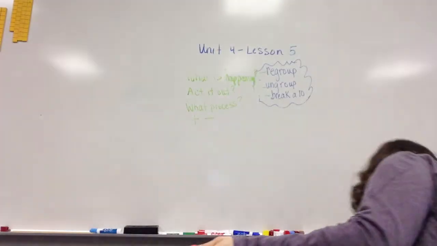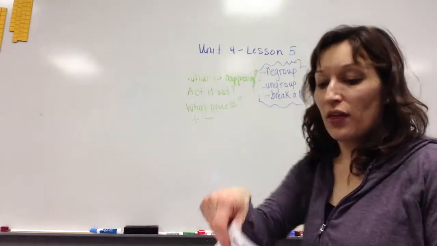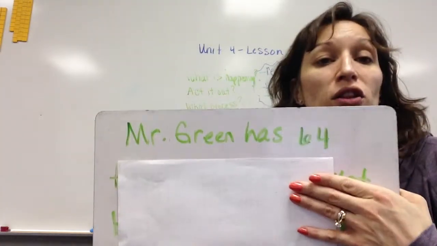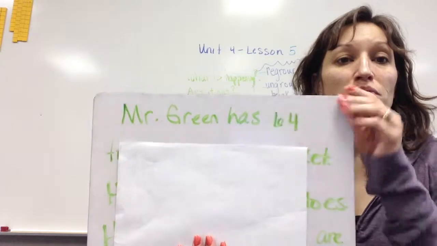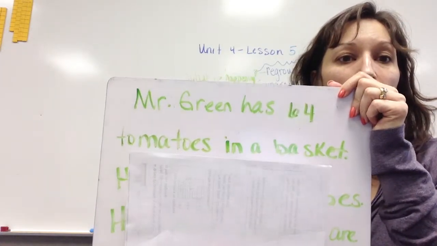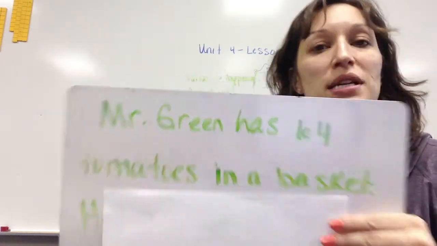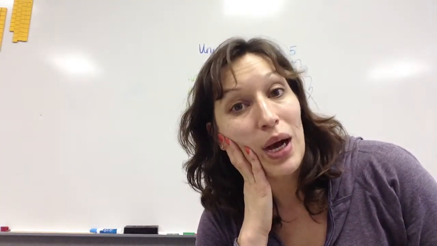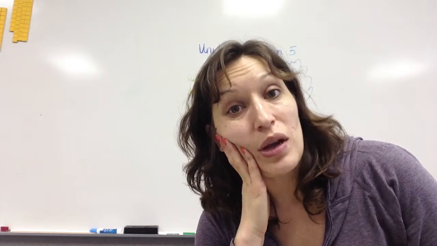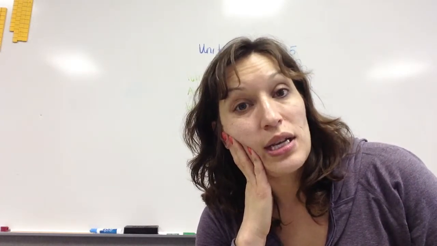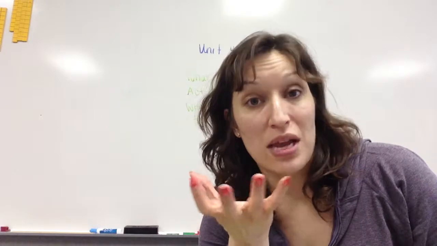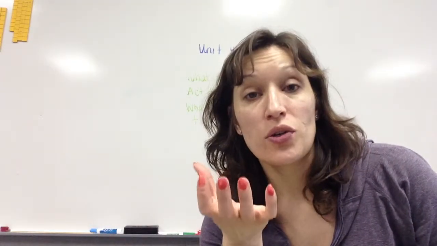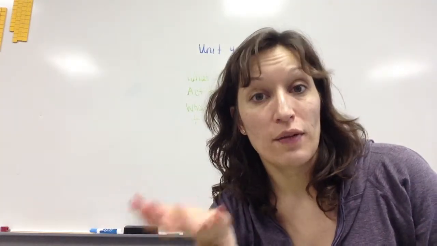So we're going to start by going line by line together with this word problem. I like to even cover up the first sentence and look at it piece by piece. Mr. Green has 64 tomatoes in a basket. Okay, I'm going to stop and think. If he has 64 in a basket, I can see the basket in my mind. I see the tomatoes. Okay, got it. He's got a group of tomatoes. 64 isn't really that important right now. I just need to understand that he's got a group of tomatoes.